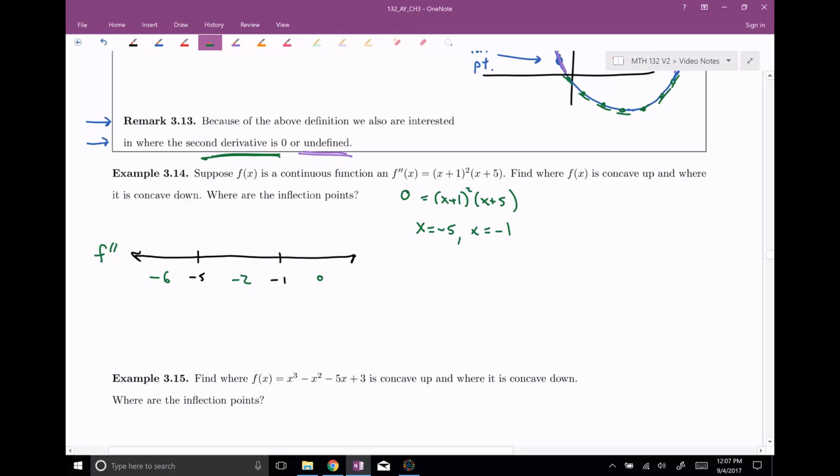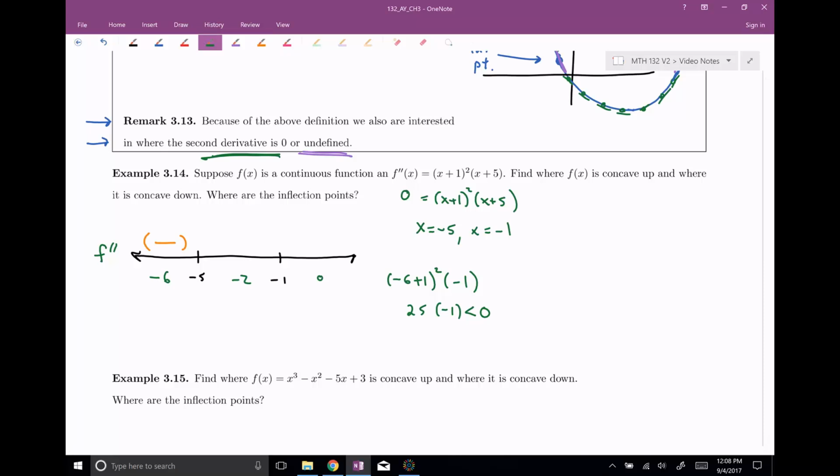Now I'm going to plug those back into my second derivative to figure out if the second derivative is positive or negative there. So maybe I'll plug in -6. That'll give me -6 plus 1 squared, and then -6 plus 5, so that's going to be -1. -6 plus 1 is -5, but when I square that, I get 25 times -1, so that's certainly less than 0. So we have negative over here.